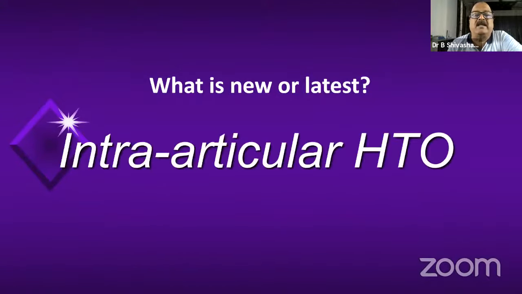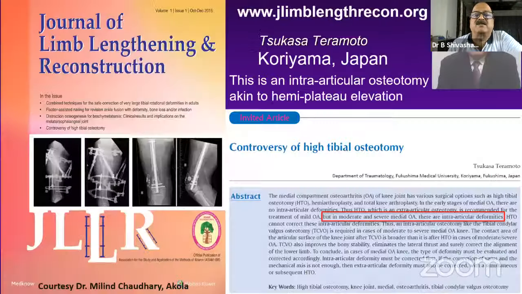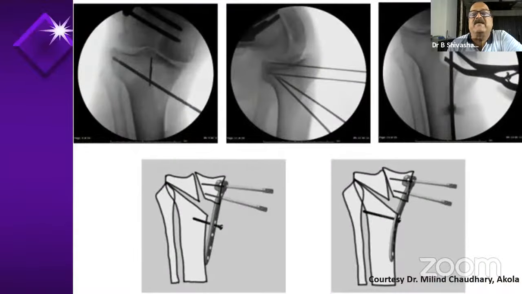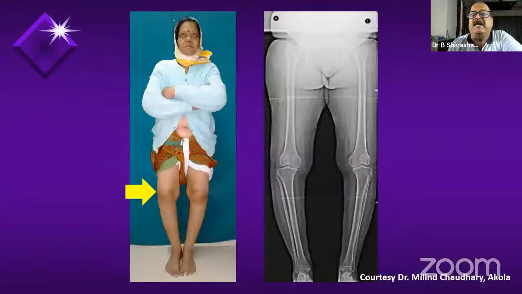What is new or the latest? Intra-articular HTO or TCVO, tibial condyle valgus osteotomy. Dr. Tsukasa Kuramoto from Japan has introduced this technique where intra-articular osteotomy is done and the correction is done. So this is the pagoda type of tibial upper plateau, which is split vertically and corrected. Dr. Milind Chaudhary will be talking more about this.